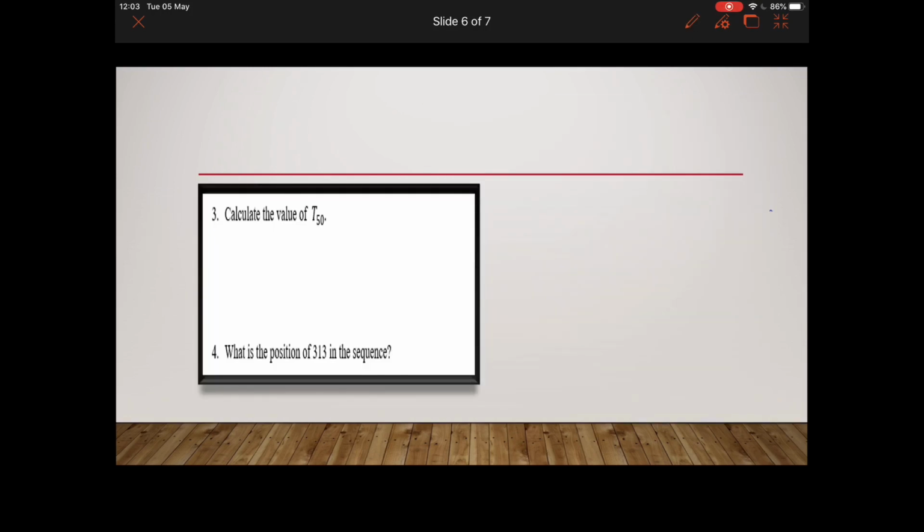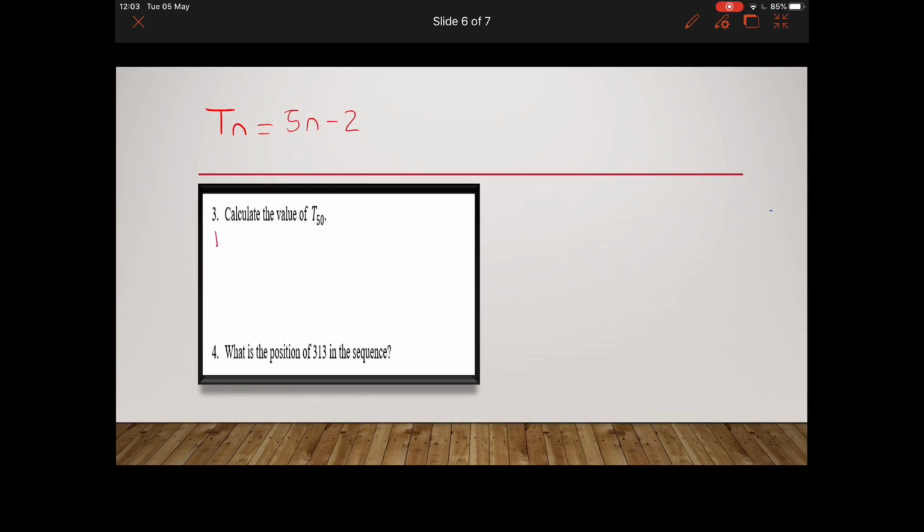We're going to calculate the value of T50. Now remember, the n attached to the Tn refers to the position. So they have given us this n as 50. So we need to find out what actual term is at the position of 50. So how we go about doing that is we're going to substitute into our formula. So we know that this is Tn equals 5n minus 2.